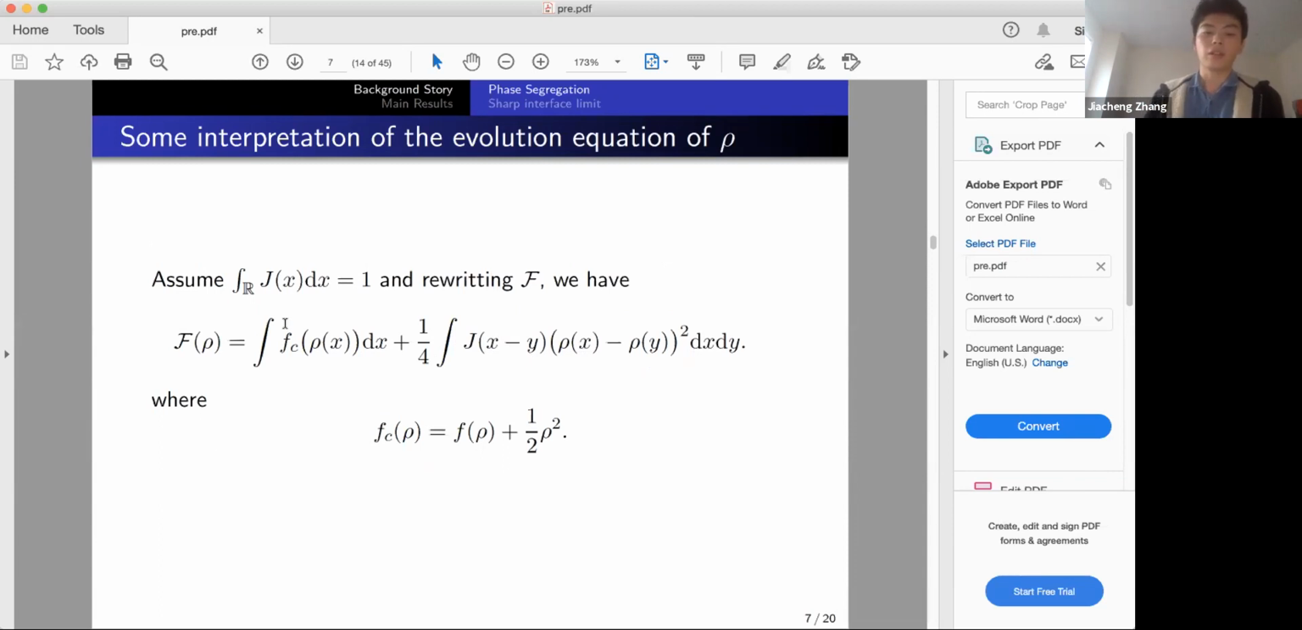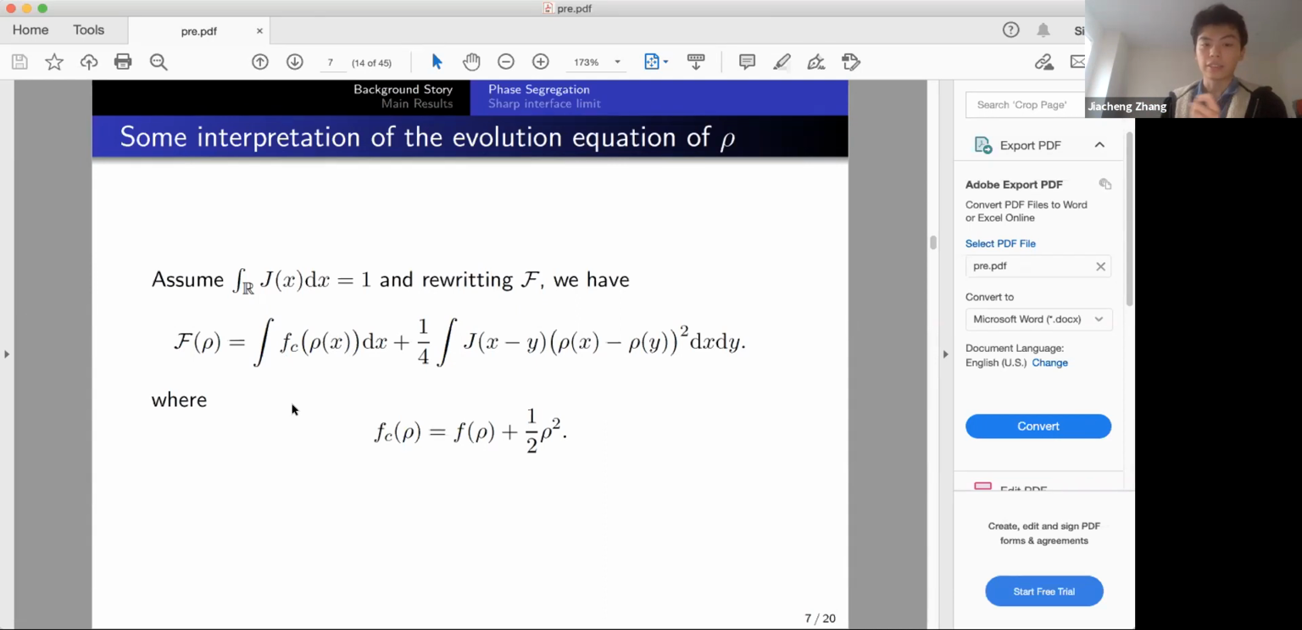Why is this a better way to see this? If we assume fc only has one global minimum, for example rho 0 here, then when we plug in rho 0, this term will just be 0, which minimizes this integral, so this is also a global minimizer. So if fc has only one global minimum, then rho equal to this global minimum minimizes this function of rho, and will be a stable state.